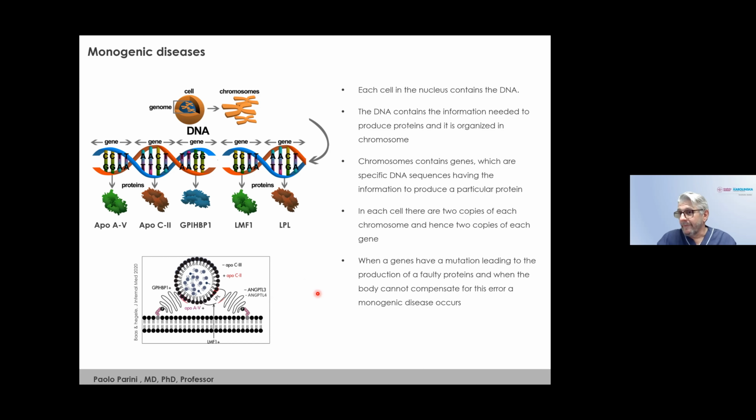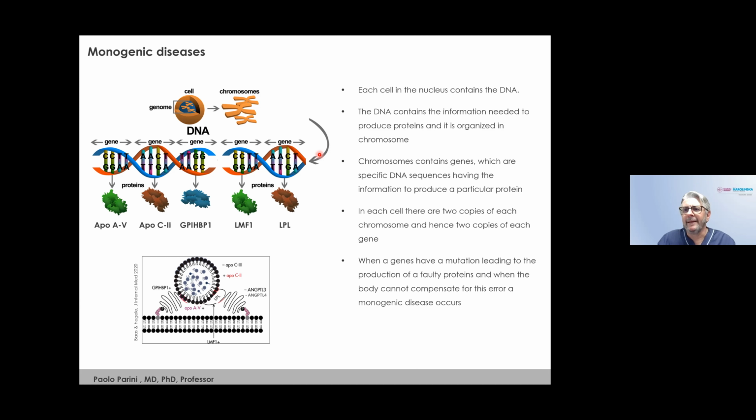In each of our cells of the body, with the exception of the red blood cells, there is the nucleus, and the nucleus contains the DNA. The DNA itself contains the information needed to produce and synthesize the proteins. And the DNA is organized in chromosomes. Inside the chromosomes, there are also specific regions that have the information to synthesize specific proteins. These structures are called genes.